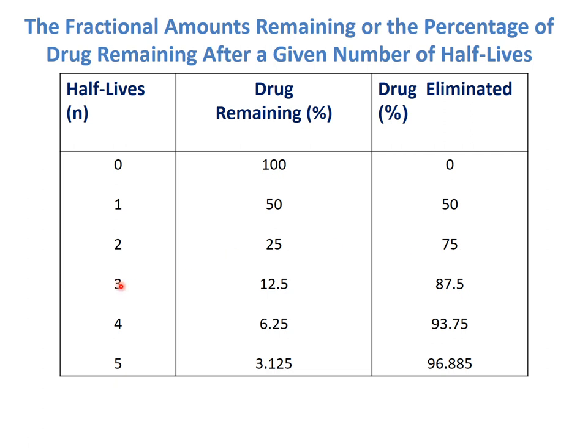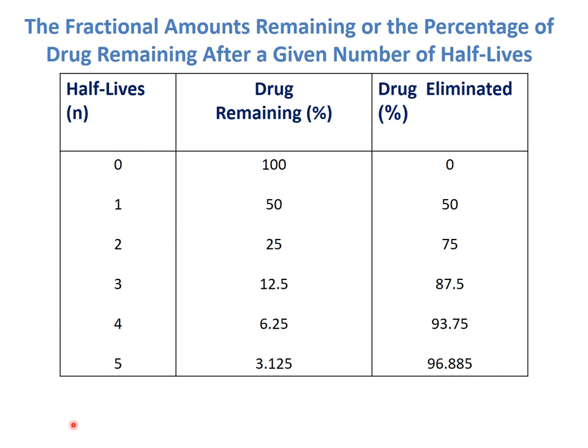After the third half-life, again the half of 25, that is 12.5. So the total eliminated will be 75 plus 12.5, it is 87.5. After the fourth half-life, again the half of 12.5, it is 6.25. The total eliminated will be 93.7, that means 87.5 plus 6.25. And the fifth half-life, again the half of 6.25 is 3.17 and the eliminated will be 96%.